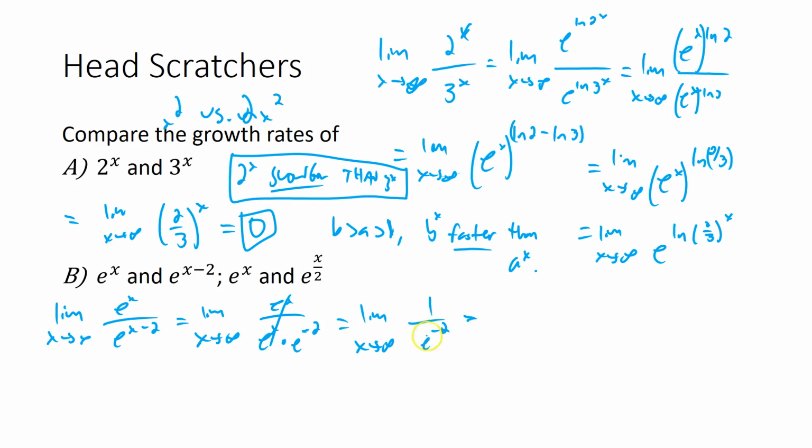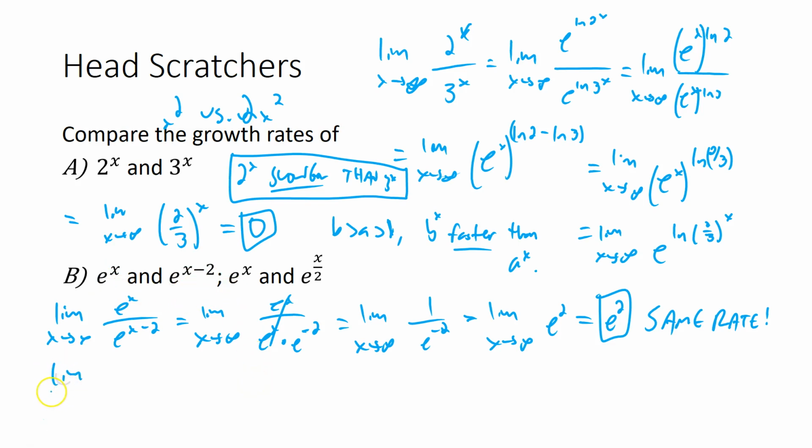That's just 1 over, that's just e to the second power, right? Negative flips to the top. So the limit as x approaches infinity of e squared. That is a value. That is e squared. So these are the same rates because we got a number, right? We didn't get infinity or 0. We got a number. So e to the x minus 2, same rate. That kind of makes sense because e to the x minus 2 is just this function shifted to the right 2. Same thing. Next one, a little bit different.